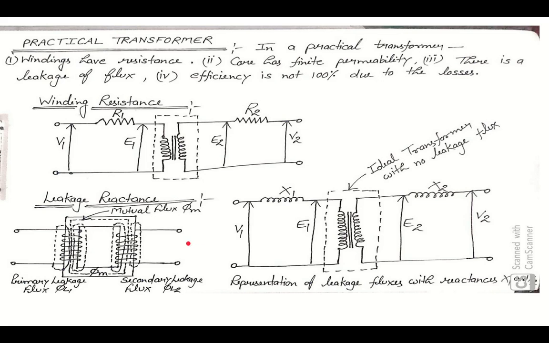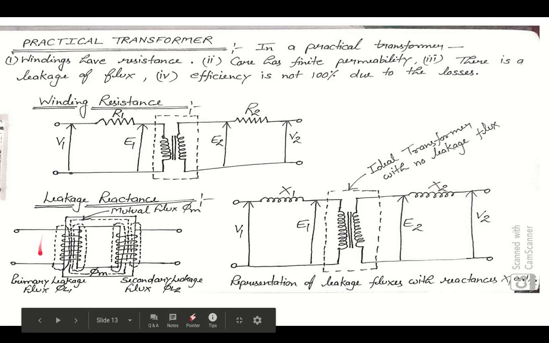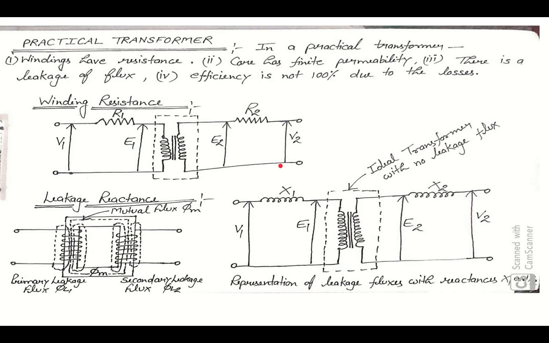Now the second is leakage reactance. Now what is leakage reactance? We have a diagram for leakage reactance and a representation of leakage fluxes with reactances. In an ideal transformer it is assumed that all the flux produced by the primary winding links with both the primary and secondary windings.